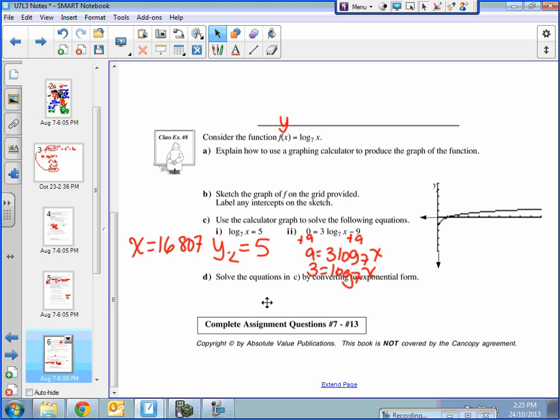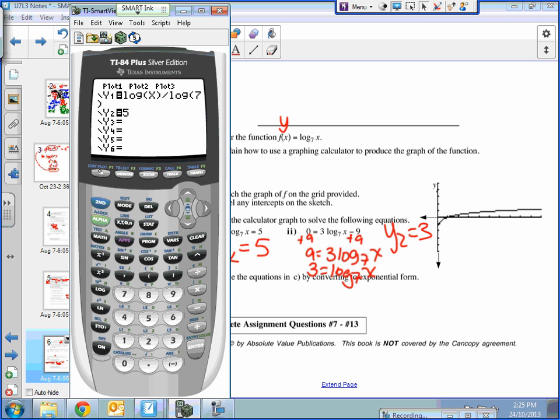So now can you solve this question and solve for x? So solve for x when y equals what? So y2 equals 3. So near y2 now, we can get rid of the 5 and just put 3. Graph it.